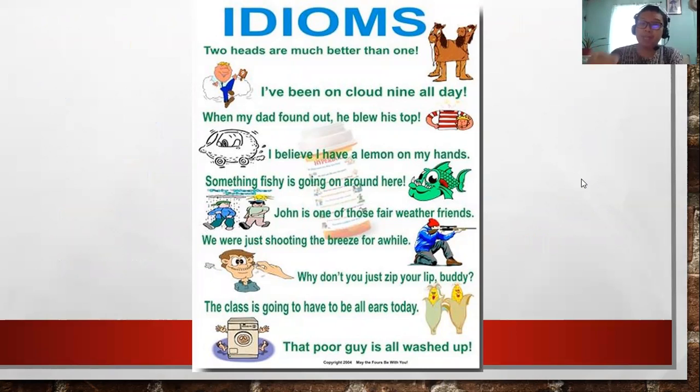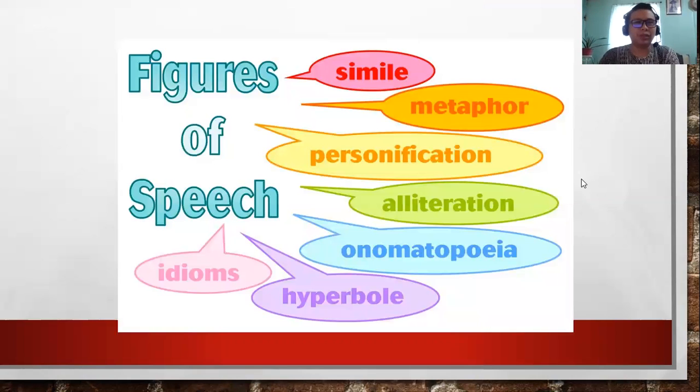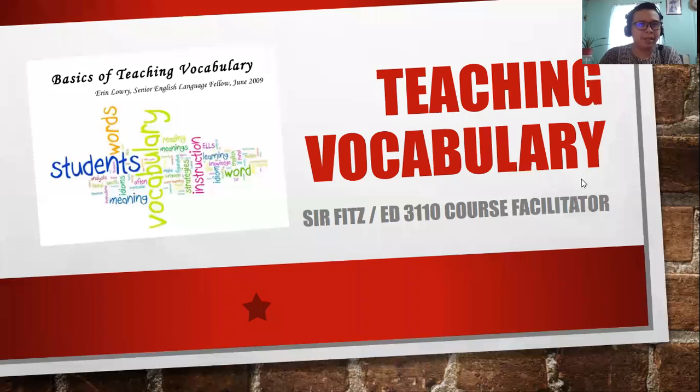And it's actually not on the literal level, because we have to understand deeper the meaning of the words. So the figures of speech such as simile, metaphor, personification, alliteration, onomatopoeia, idioms, and hyperbole. So how do we teach vocabulary, especially in the elementary? The requirement is we have to have a good foundation of the 5 critical skills, no? And again, vocabulary is one of the critical skills.